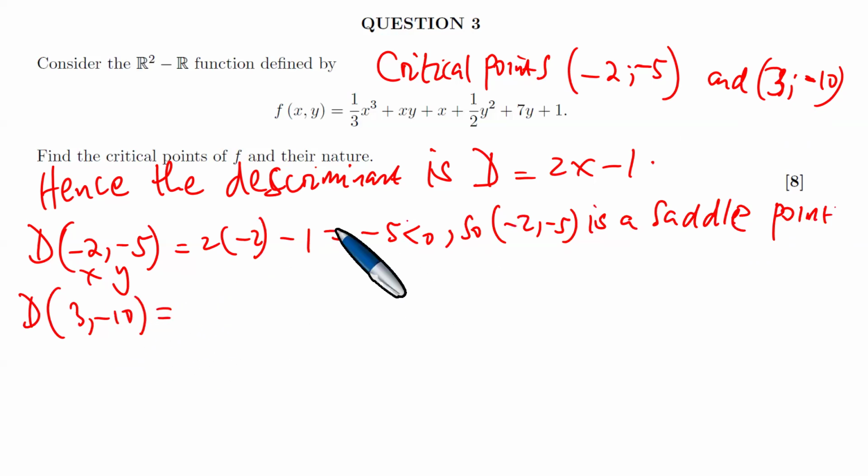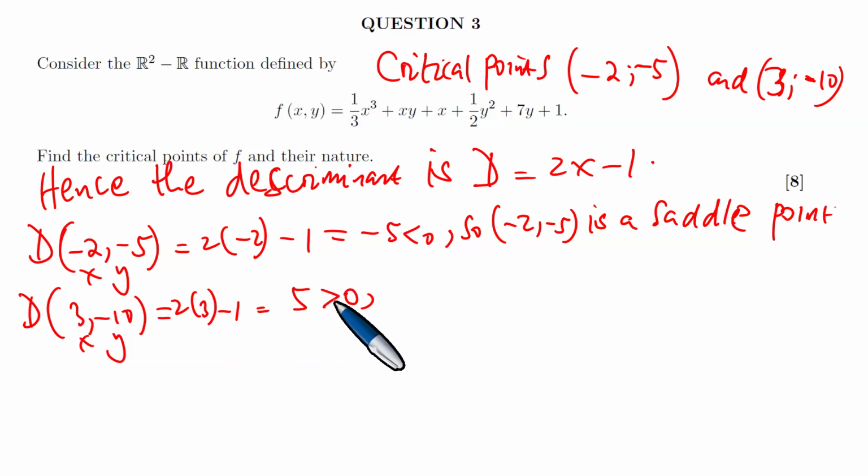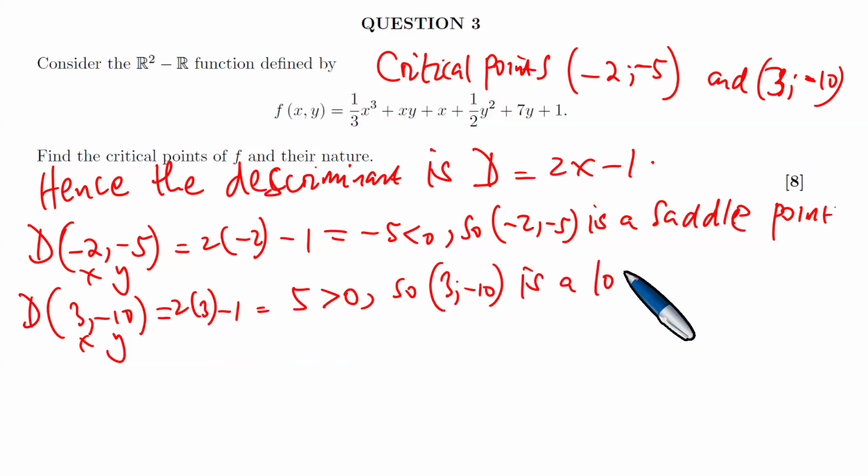Okay, let's substitute here. It is 2x minus 1. So 2x is 2 times 3, minus 1. So this is exactly 6 minus 1, giving us a 5. And this 5 is a positive number. So (3, -10) is a local extremum. Is a local extremum.